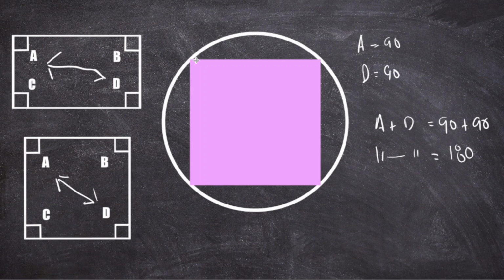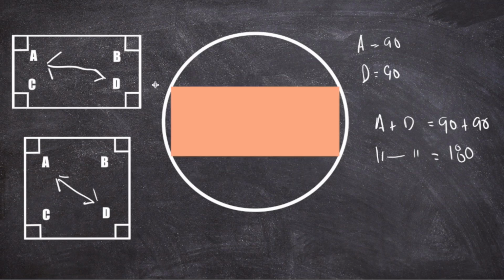And so both of them have to be cyclic quadrilaterals, and this is why, as you can see, for the square, all of the corners lie on the circumference of the circle, and we get the same result for a rectangle. All four corners of the rectangle lie on the circle, so it's a cyclic quadrilateral.